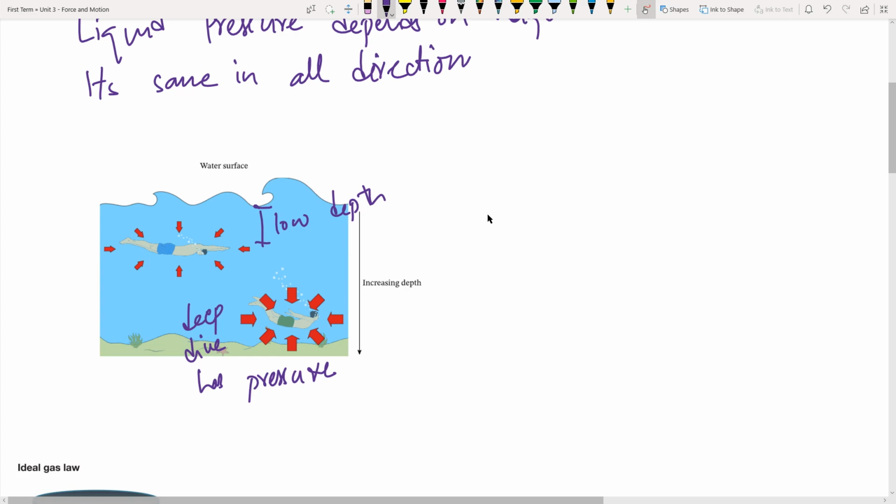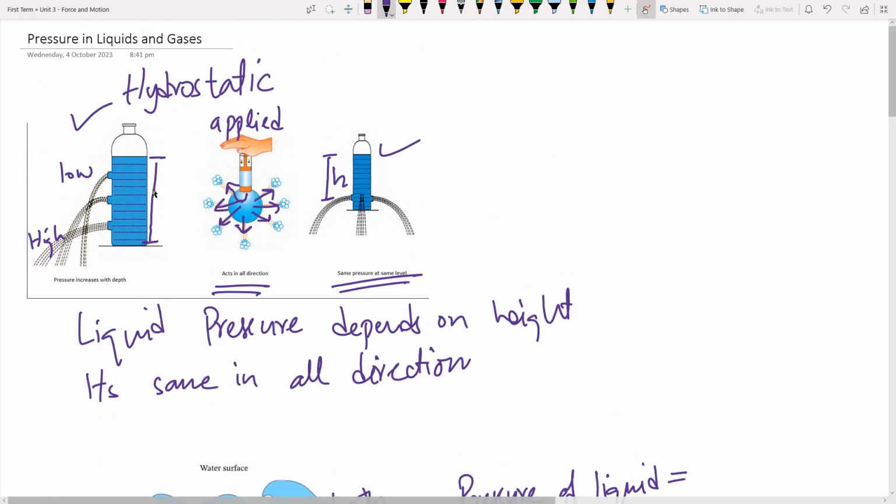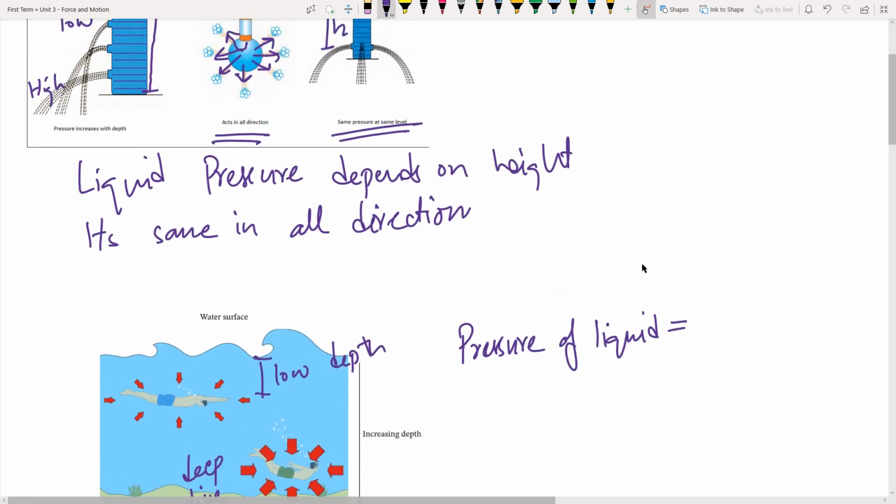So we are very sure that the pressure of a liquid depends on the weight of the water, how much water there is. Obviously that depends on the height, but we'll still consider the weight, as we know that pressure is equal to weight or force divided by the area.